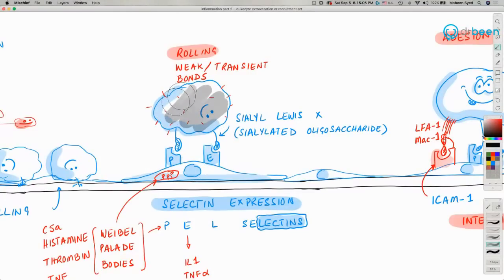Now, the white blood cell also has tiny arms that are called sialyl Lewis proteins. These are actually small sugar molecules, and they connect together. So for the weak adhesion, we use selectins to start to slow down the rolling white blood cell.